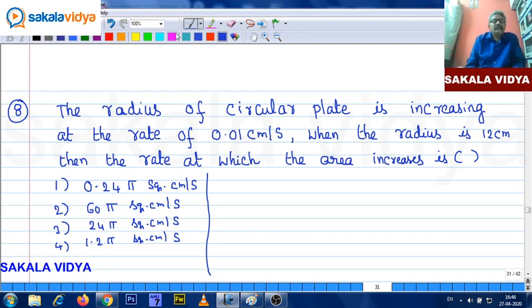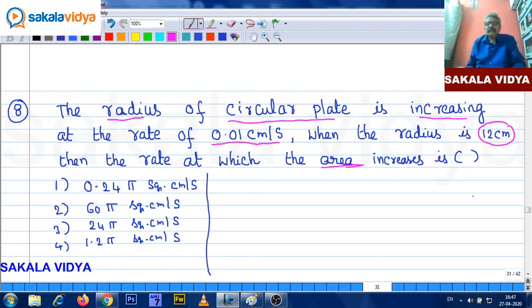So, that means the radius of a circular plate is increasing at the rate of 0.01 centimeter per second. When the radius is 12 centimeter, the rate of change of area we need to calculate. So, first of all we need to remember the area of the circle formula. Area of the circle formula is A is equal to pi r square. You remember this formula. First, what is given actually here?